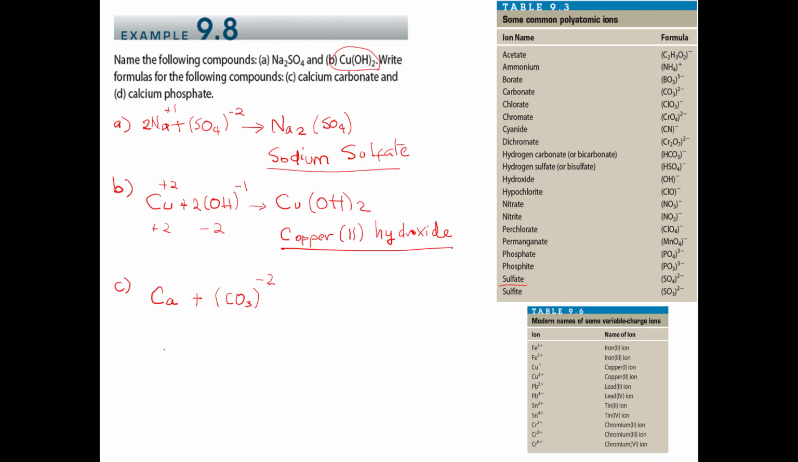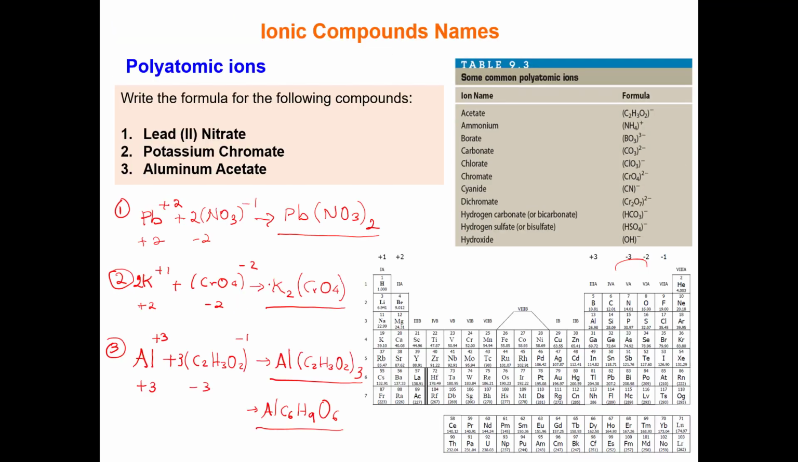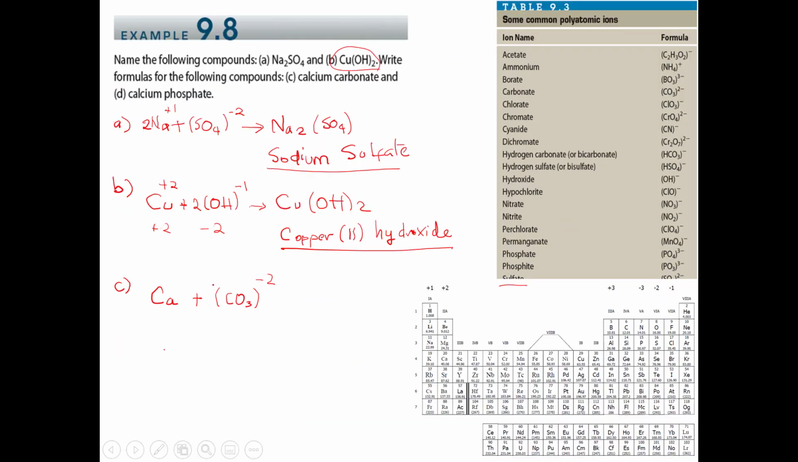Carbonate is -2. Calcium, if you don't remember in what group it is, is in the second group, so calcium is +2. We will write here +2. Then this is +2, this is -2, it is neutral. Then we don't need to multiply by any number, we just write the symbol of the metal and then the symbol of the polyatomic ion without the charges. This is the answer.